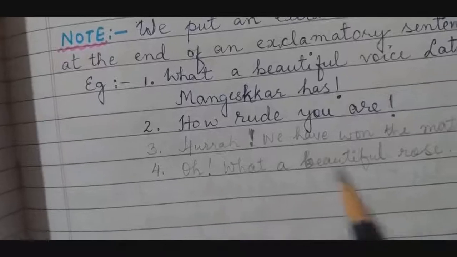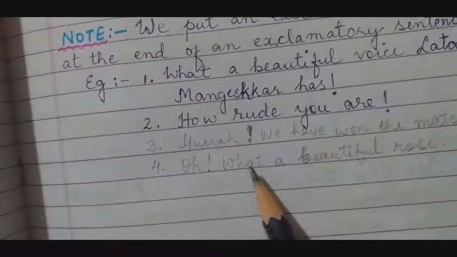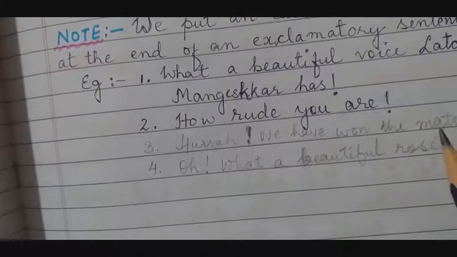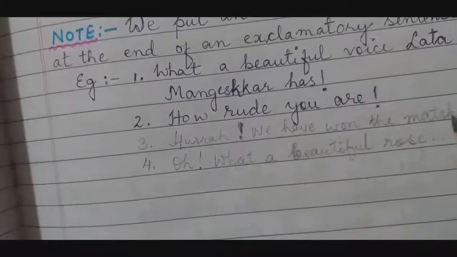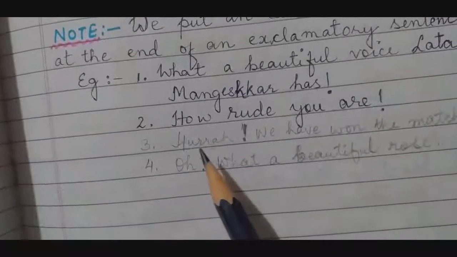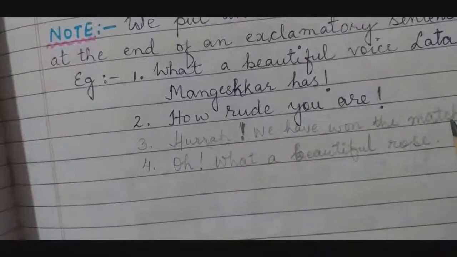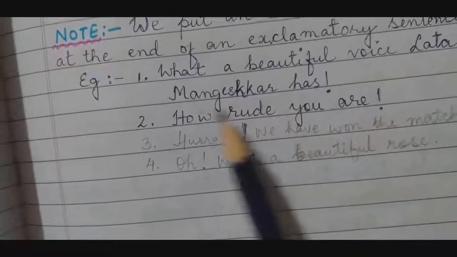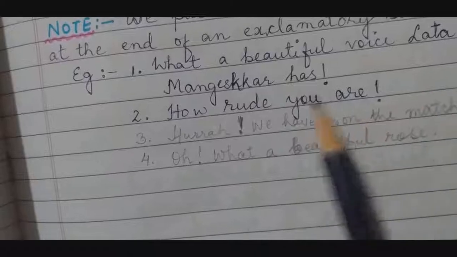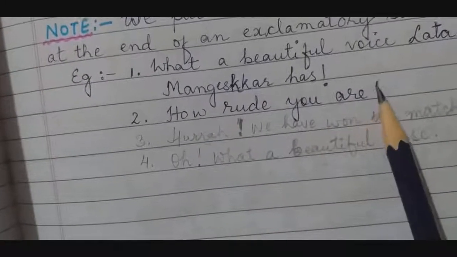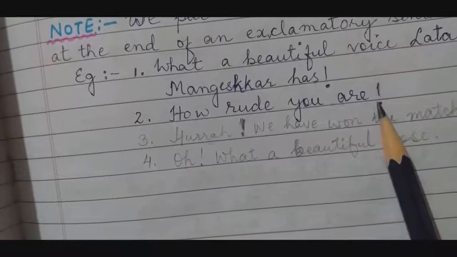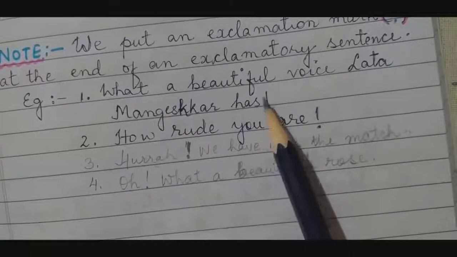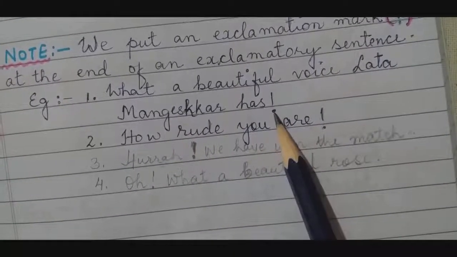We don't say, oh, what a beautiful rose, in a flat way. We don't say like that. How do we say? Oh, what a beautiful rose. Number 3, hooray, we have won the match. We don't say it flat. How do we say? We say, hooray, we have won the match. Whereas in number 2, we will say, how rude you are. No, not flat. How do we say? How rude you are. Then at the end, exclamation mark. Whereas in number 1, what a beautiful voice Lata Mangeshkar has. Then here, exclamation mark. Fine?